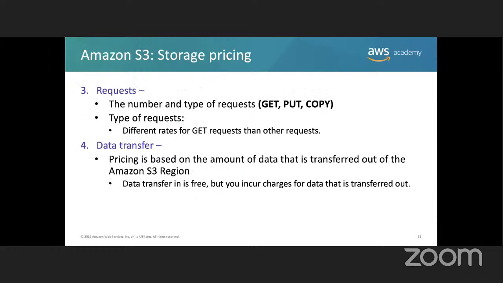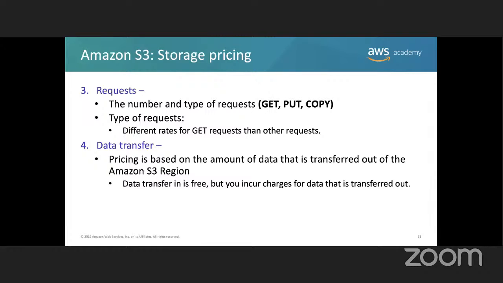Request: the number and type of request, whether it is a get, a put, or a copy. There are different rates for get requests and other requests, because you're getting the object from the bucket, so it's going to be a different rate. Data transfer: the pricing is based on the amount of data transferred out of the Amazon S3 region. Data transfer in is free, but you incur charges for data transferred out. We know that already.